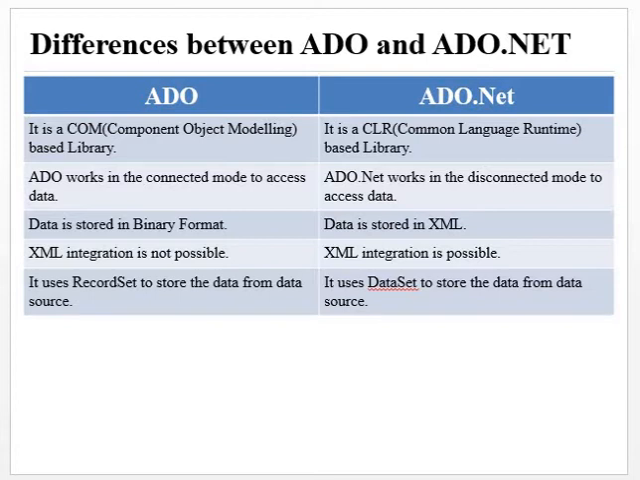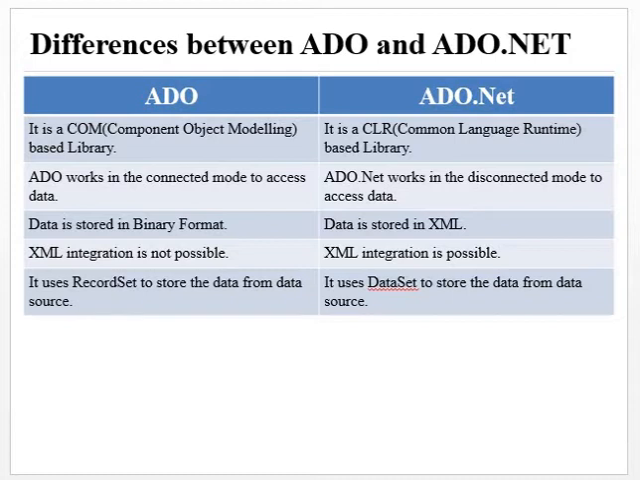The second difference is that ADO works in the connected mode to access data, whereas ADO.NET works in the disconnected mode. So here we have to understand the difference between connected mode and disconnected mode. In a connected mode, your database directly communicates with your application. There is no intermediate layer or component which is used to communicate with your database. At that time it is used in a connected mode to access data.